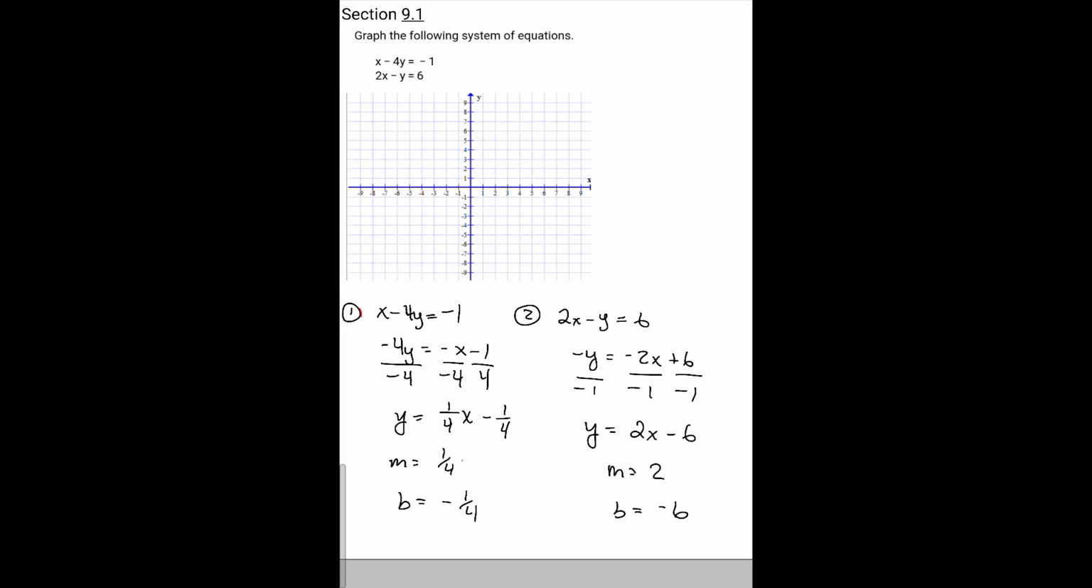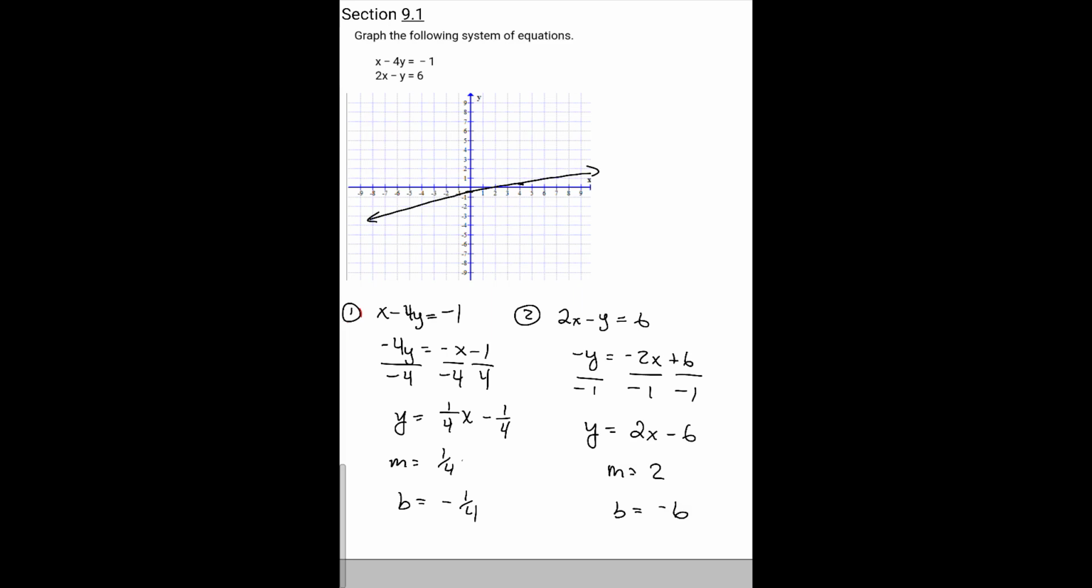Alright, so in order to graph the first equation, we put our y-intercept at negative 1/4. So your y-intercept should be somewhere right down here. And your slope is 1 over 4. So you're going to rise up 1 and then go to the right 4: 1, 2, 3, 4. Now if you keep following the same pattern, your line will look something like this.